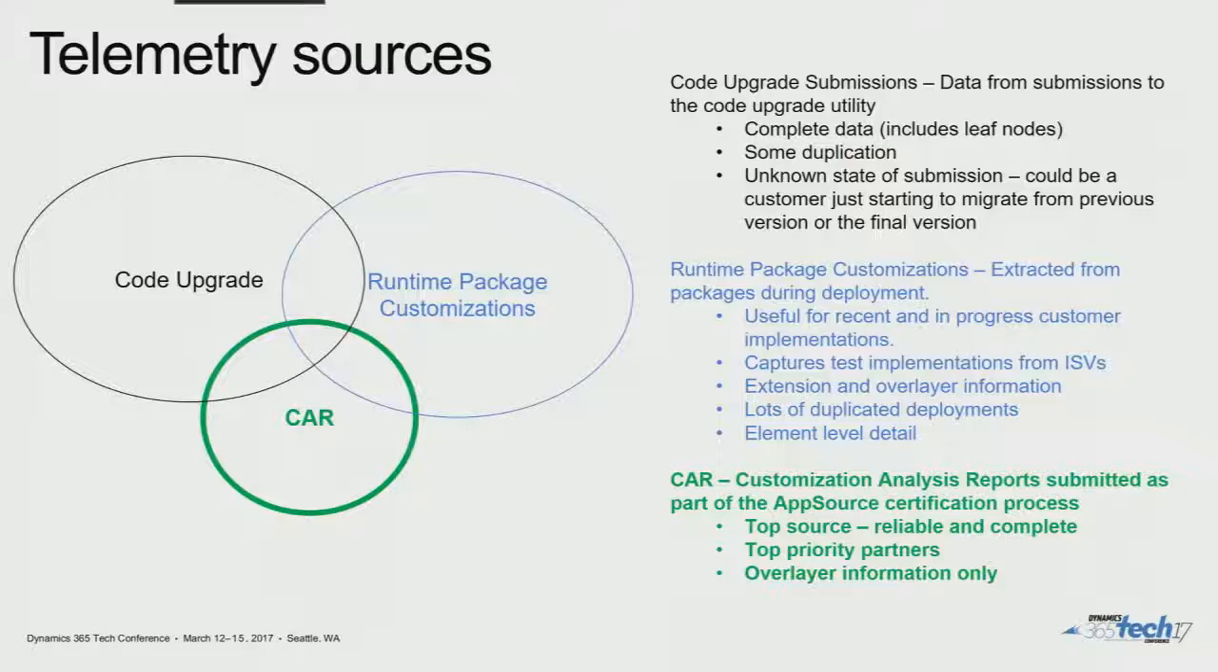And then the customization analysis reports give us the most accurate data because we know what version they apply to, and we know who the source is, and we know that source is serious about working with Microsoft because they're trying to get onto AppSource. So we've been using that more than anything else, just as a primary source of information to guide our analysis and our initial work here. It provides only overlayer information. We don't see where people are extending, but it does give us good detail and good accuracy. So that's the three sources.